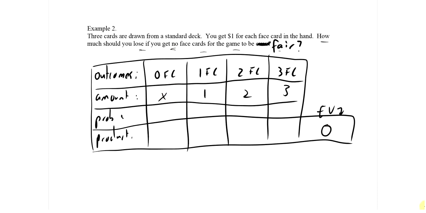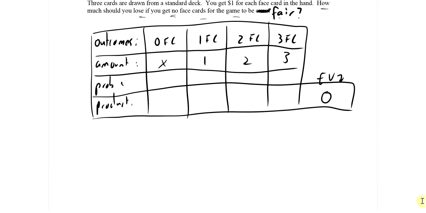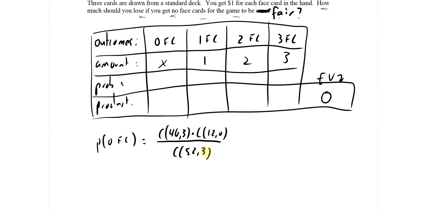Okay. Well, that's not too bad. We just need to calculate all these probabilities. Probability of 0 face cards. What's that? Well, you want to draw 3 cards from the 40 that are not face cards and no cards from the 12 that are face cards, divided by the number of possible 3-card hands out of 52 cards. And if you calculate that, it's about 0.4471. That's the probability that you get no face cards at all.